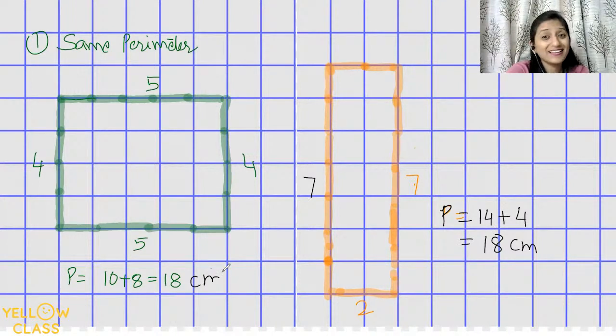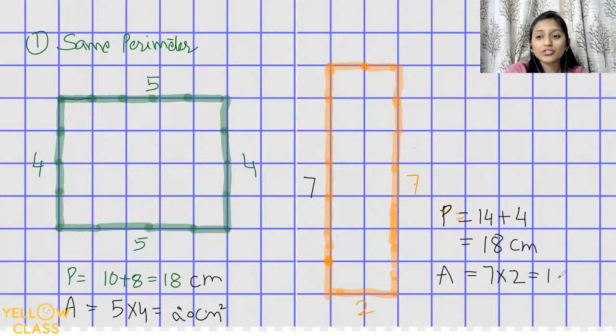So see, both of these shapes have the same perimeter, but what about the area? Are their areas different? So area is nothing but length into breadth, which is 20 centimeters square. And what about this one? Its area is 7 times 2, 7 multiplied by 2, which is 14, right? So see, we got one more shape, for which the perimeter is the same, but the area is different.